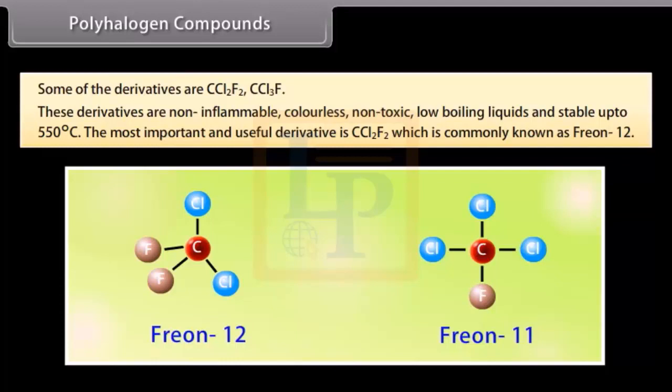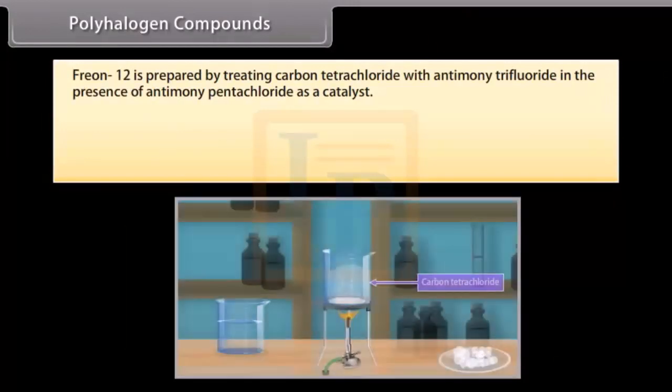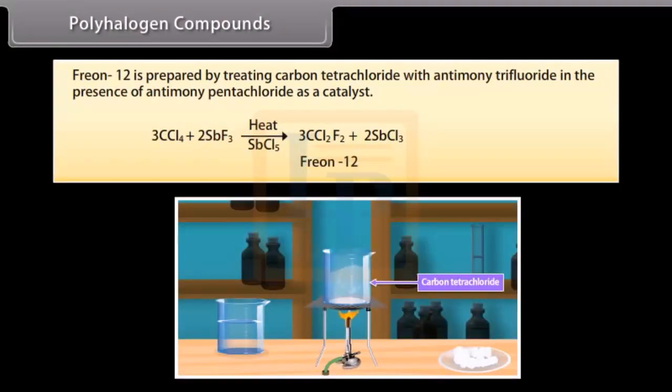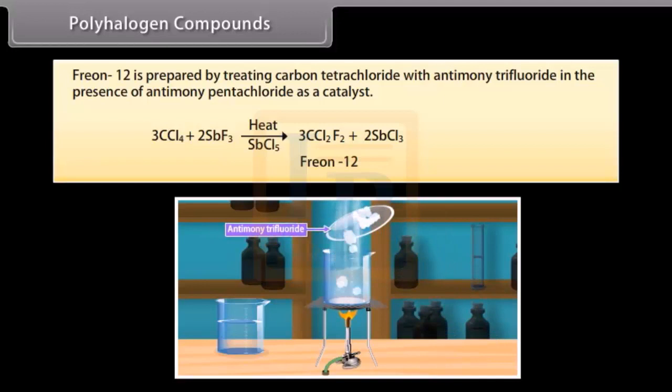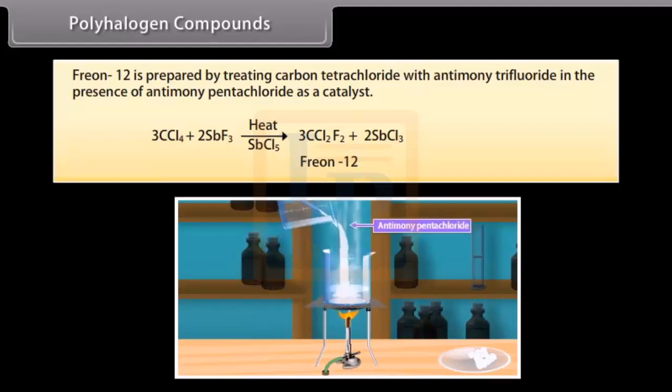The most important and useful derivative is CCl2F2, which is commonly known as Freon 12. Freon 12 is prepared by treating carbon tetrachloride with antimony trifluoride in the presence of antimony pentachloride as a catalyst. In a carbon tetrachloride solution, mix some antimony trifluoride in the presence of antimony pentachloride and then Freon 12 is produced along with antimony trichloride.